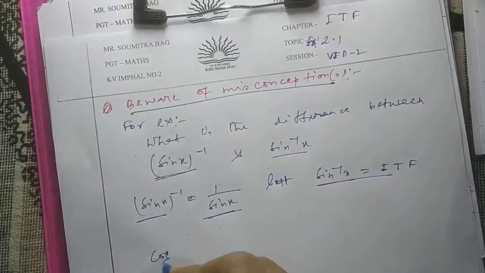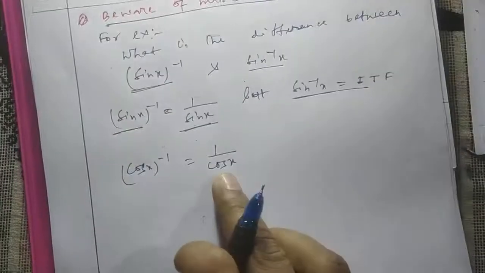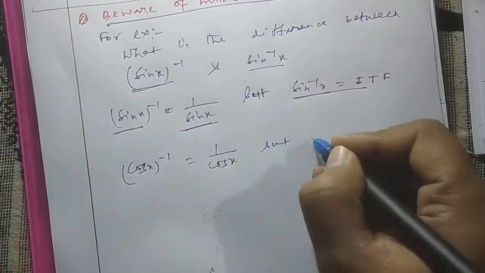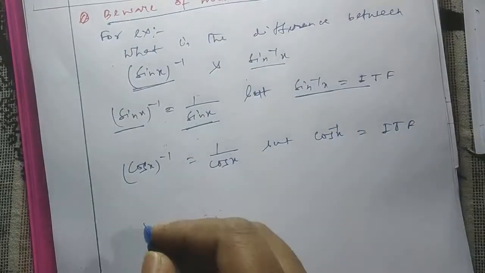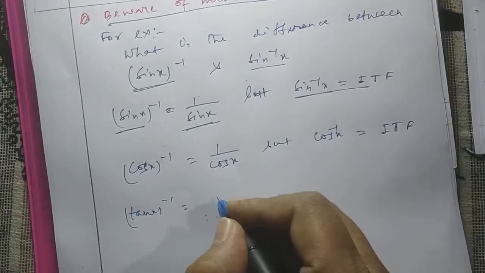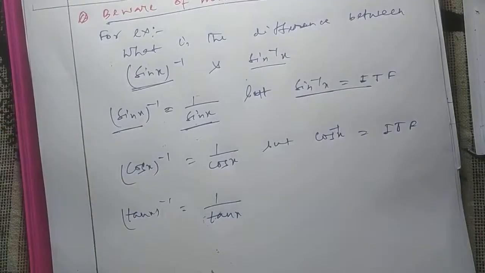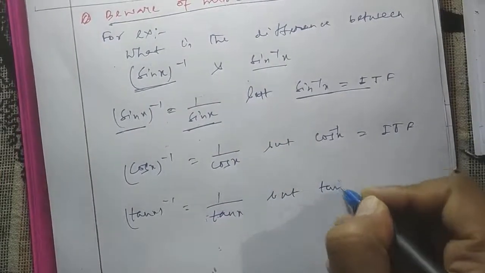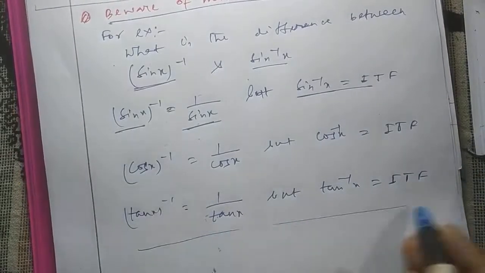Similarly, (cos x) whole power minus 1 means 1 by cos x. It is another trigonometric ratio, meaning sec x will come. But cos inverse x is an ITF. Similarly, (tan x) whole power minus 1 is equal to the reciprocal of tan x, 1 by tan x. That means another trigonometric ratio will come, namely cot x. But tan inverse x is an ITF. So in this way you have to remember, and so on.